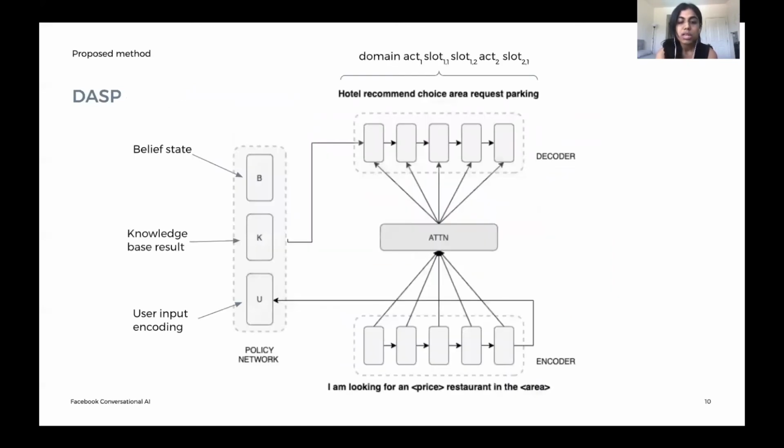The DASP model is a sequence-to-sequence encoder-decoder network, and the user utterance, which is delexicalized, is input to the LSTM encoder to get the user input encoding. The belief state and the knowledge base results are both one-hot encoded, and all three encodings are passed through a feed-forward policy network and then input to the decoder. The output of the decoder is a sequence of dialogue acts, which is then again passed through the template-based NLG to get the assistant response.